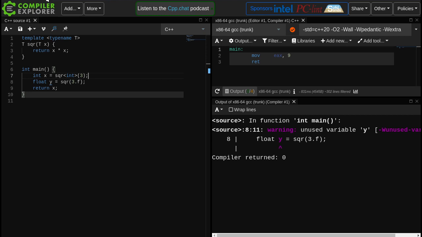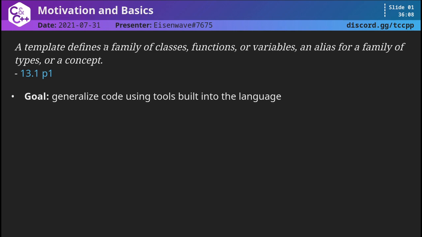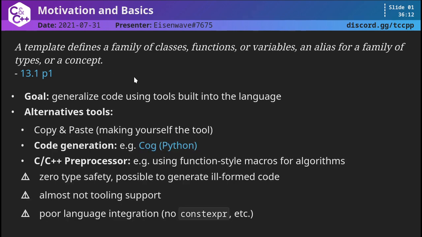But I'm jumping ahead a little bit, so let's just return to templates in general, because you don't absolutely have to use templates, and I think it's at least worth considering the alternatives. So what other tools besides templates do you have to make things generic? First of all, you have copy and paste. We've demonstrated with this, you just end up repeating yourself, it's hard to maintain, so you're really making yourself the tool.